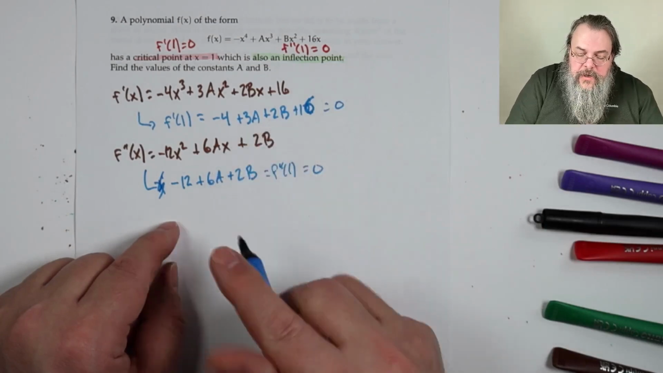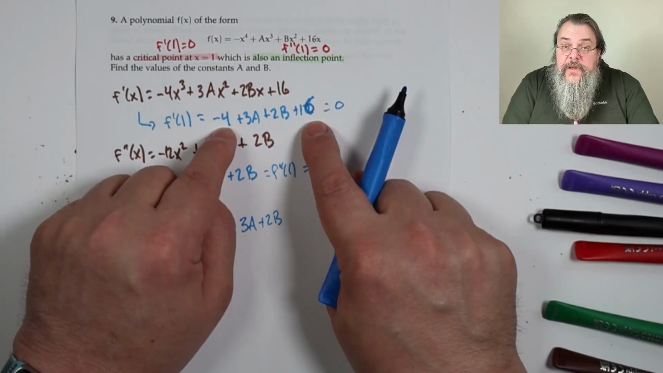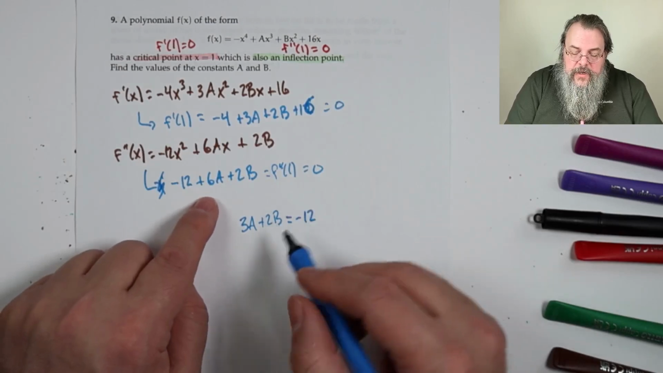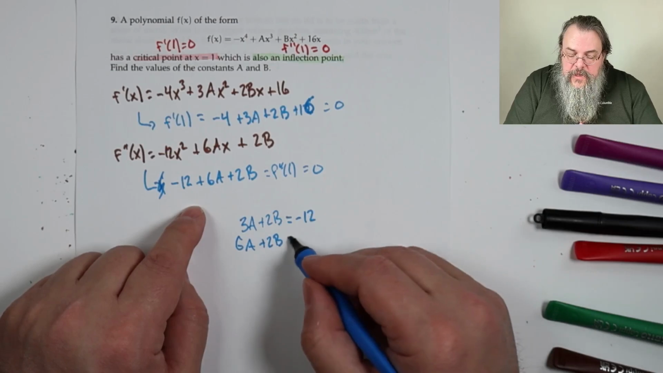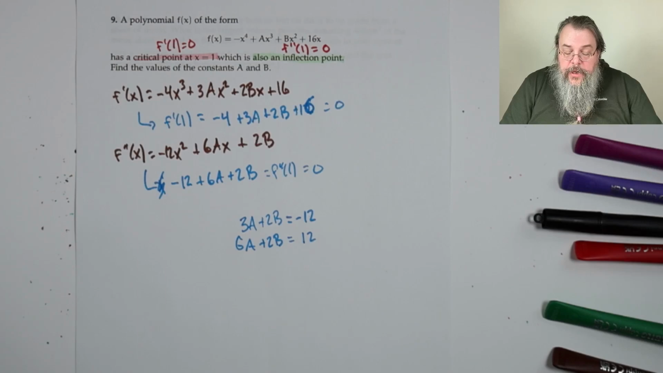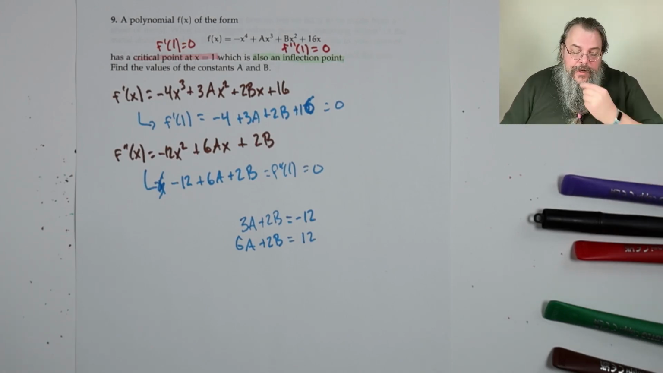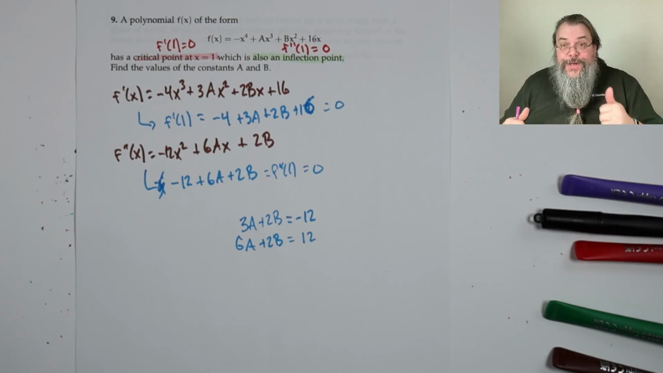So from here, that tells us that 3a plus 2b, and minus 4 plus 16 is 12. Move it across, negative 12. And here we get 6a plus 2b. Move that across, equals a positive 12. Now we look at this, and probably won't have to look too long. We have 2 equations, 2 unknowns, and there's a couple ways to solve it. The easiest thing is to say, can you combine them to get down to 1 equation, 1 unknown? That is something we can definitely solve.